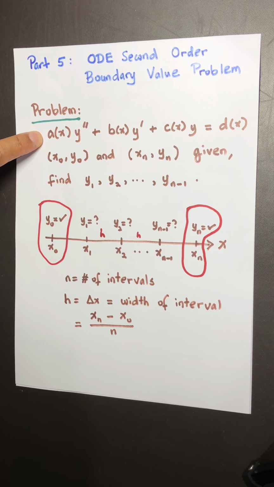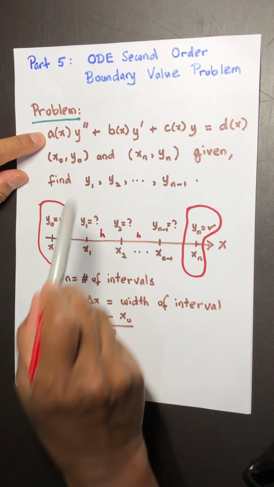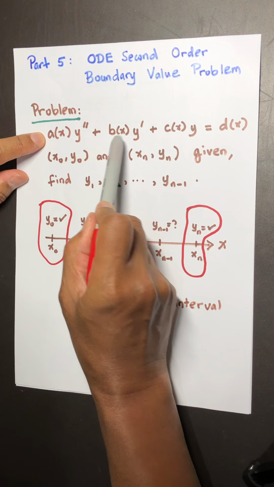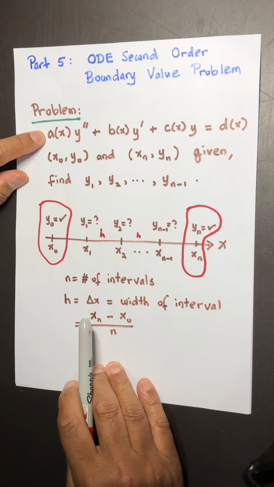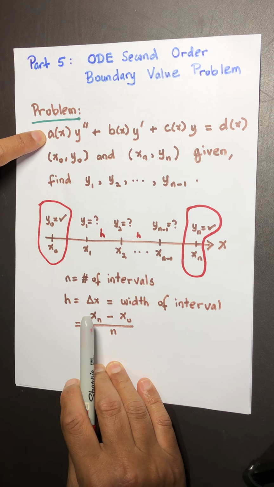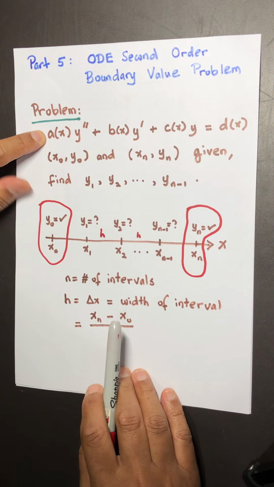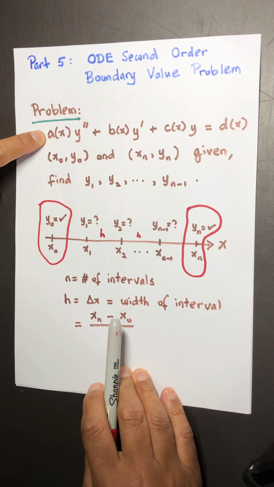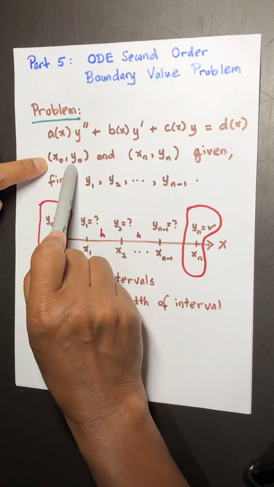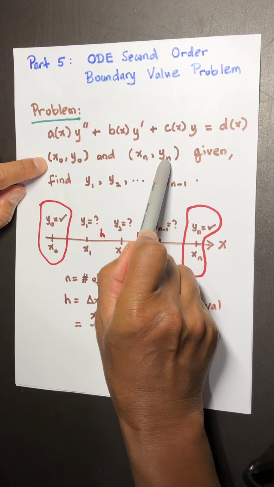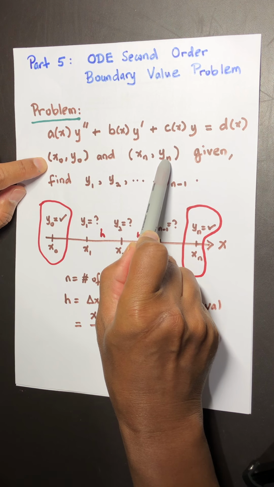We are given a second order ODE in the form of a(x) y double prime plus b(x) y prime plus c(x) y equal d(x). a, b, c, and d are all functions of x. No y here. So this kind of function is called linear ODE of order 2. So we are given x0, y0, which is the first boundary on the left, and xn, yn, which is the second boundary on the right.